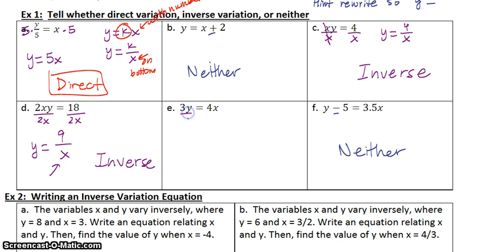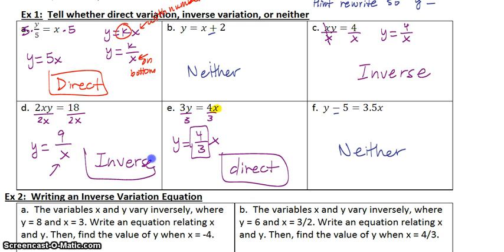E, I'm going to divide both sides by 3 to get y by itself. And now don't be thrown off by this. See how x was on top to start off with, and I divided by 3, but really x is still on top, it's not on bottom. Even though this is a fraction, that's okay. K can be a fraction, but x is on top. It's not on the bottom. It's not specifically on the bottom of the fraction, so this is considered direct variation for E.